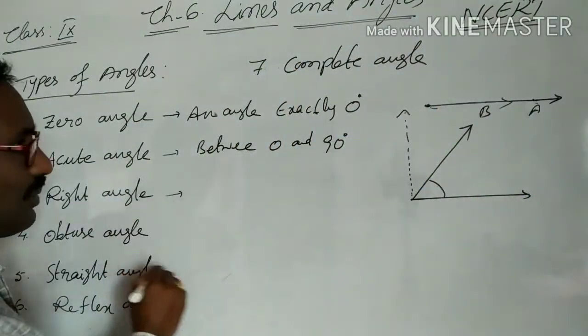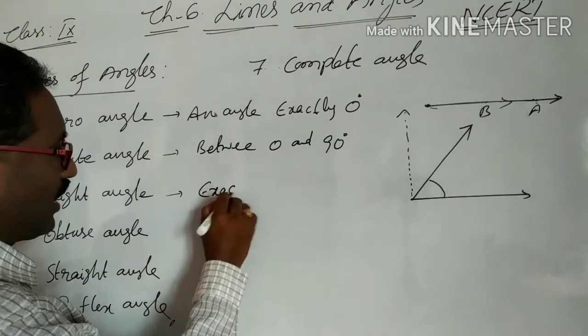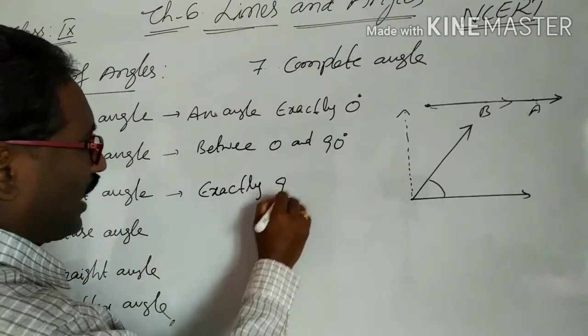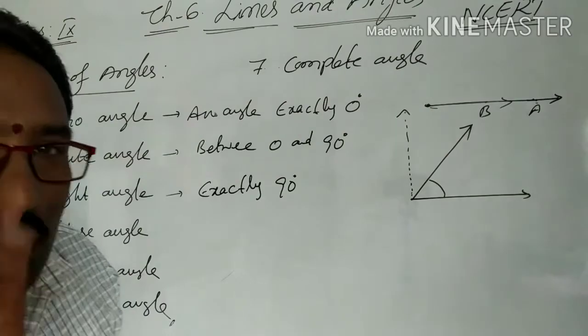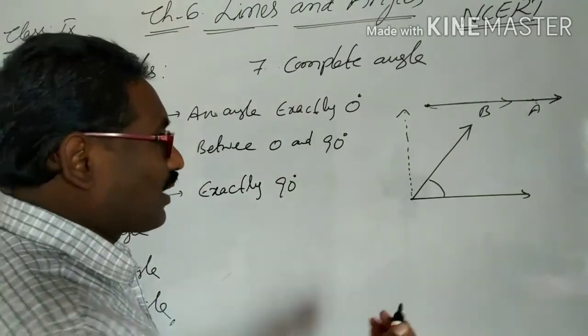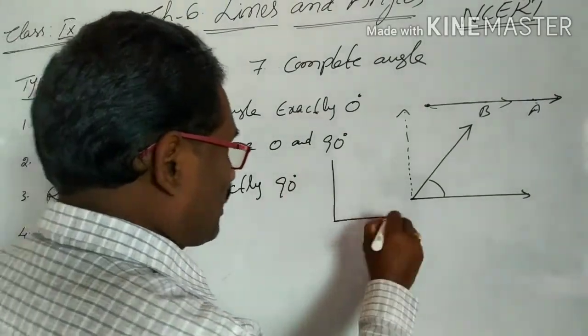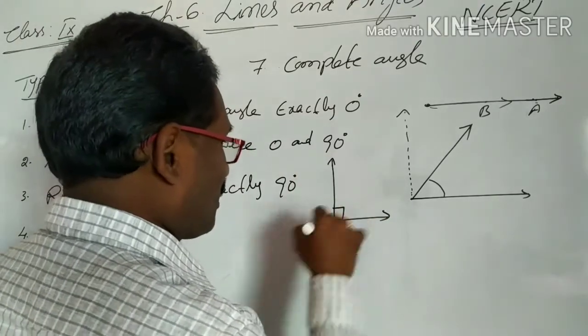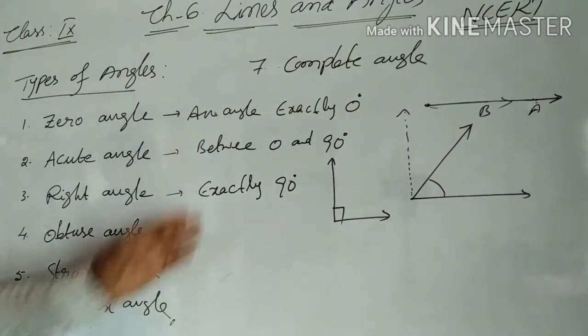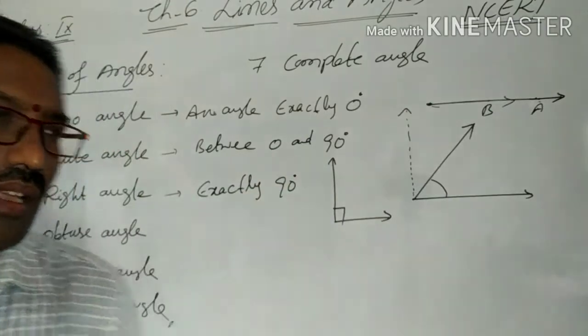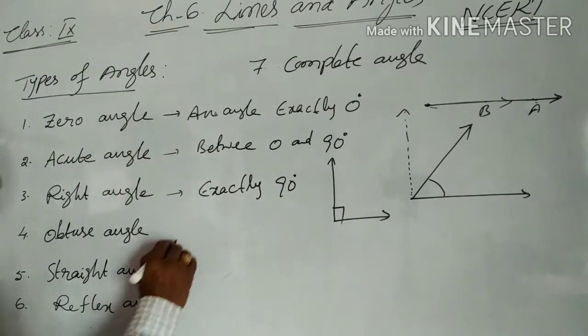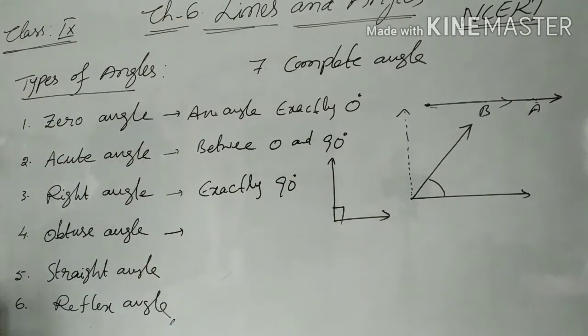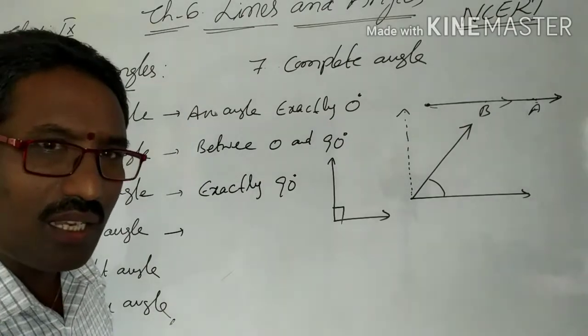Now, right angle, what is the meaning? Exactly 90 degrees, that is called a right angle. What is the right angle picture? This is the right angle, like an L shape. Okay, identify that picture.